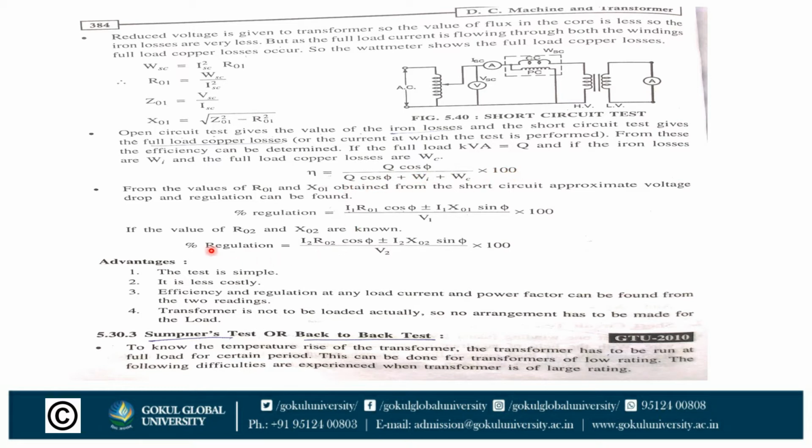Now from the values of R01, X01 obtained from the short circuit test, approximate voltage drop and regulation can be found. Percentage regulation is equal to I1 R01 cos phi plus or minus I1 X01 sin phi divided by V1 into 100. If the values of R02 and X02 are known, then we can find out the percentage regulation of the secondary side: I2 R02 cos phi plus or minus I2 X02 sin phi divided by V2 into 100.